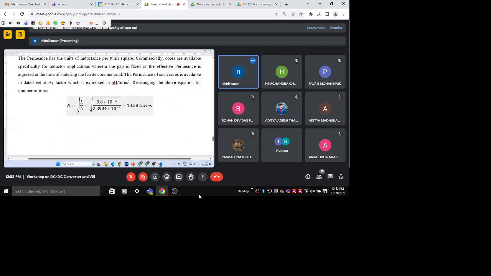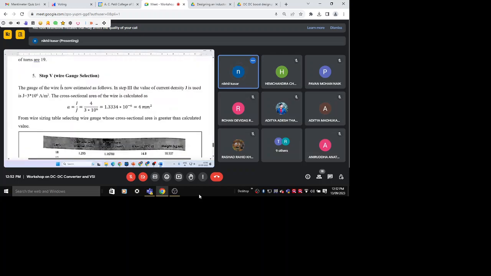Now we need to select the gauge. How to do that? For that we need the area. हमें मार्केट से, दुकान में जाएंगे तो वो पूछेंगे कि कितना एरिया है आपके कंडक्टर का. Then only he will give you the right conductor that you want. So that area calculation is required. Then only you will finalize the gauge. Area and gauge, both values you are going to require in the market, and you want to buy for winding the inductor.